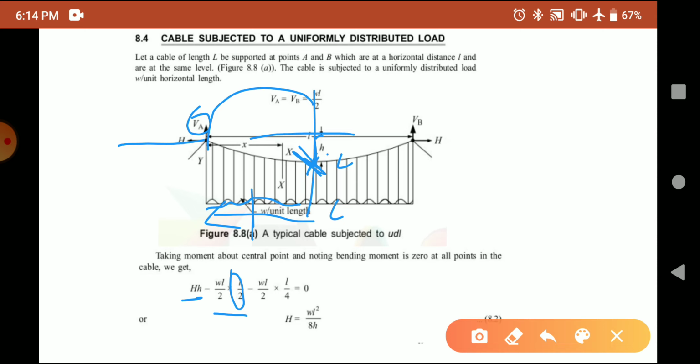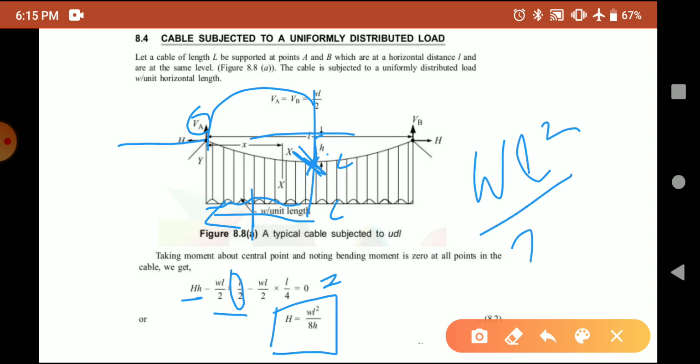And we know cable being a flexible member, it does not resist any shear force or bending moment. Hence we can equate the moment about that point equal to 0. So equating that to 0, the value of H we'll get as WL square by 8h, where capital H is the horizontal thrust exerted at the supports, W is the UDL acting on the cable, L is the distance between the supports, and h is the central dip of the cable. So we found out the vertical reactions and the horizontal thrust exerted at the cables.